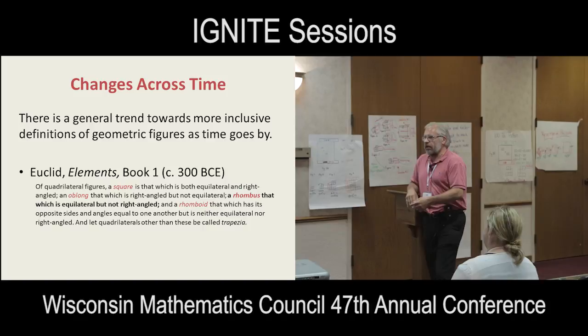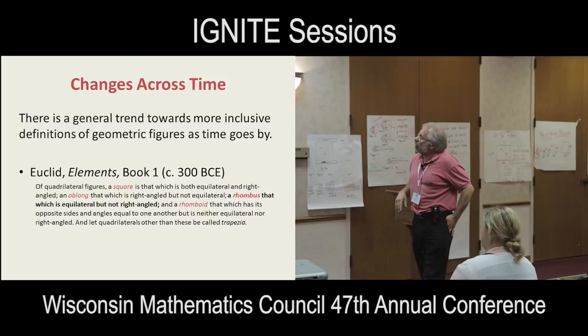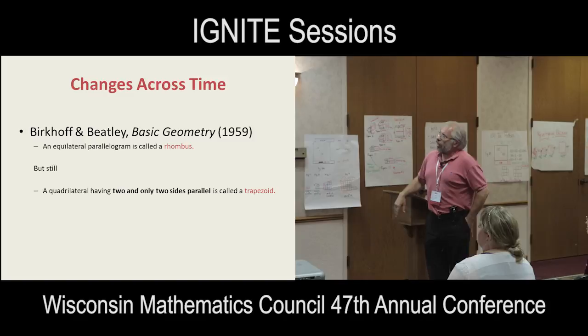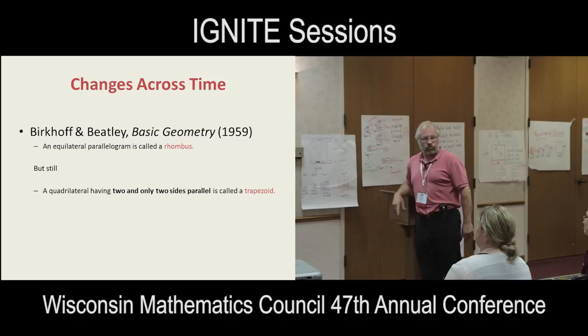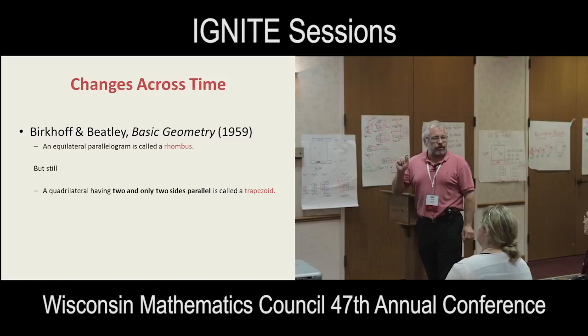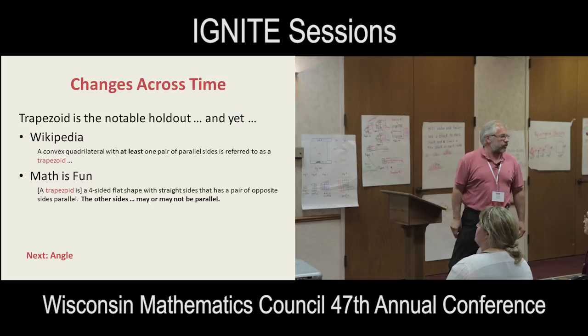Everything in Euclid is exclusive. A rhombus in Euclid cannot be a square. An oblong is not a square. Come a little bit later, a rhombus can be a square, but a trapezoid still can't be a parallelogram. Trapezoid is the one holdout. But actually, I think even this might be changing. I Googled definition of trapezoid yesterday, and I was rather surprised that the top hits seemed overwhelmingly to go for the inclusive definition. So we may finally be coming to resolution on trapezoid.